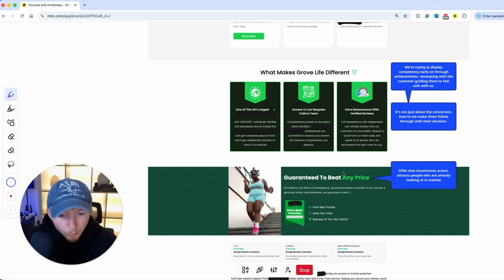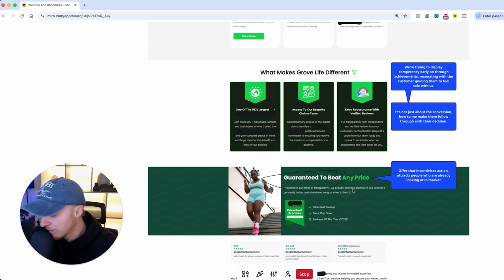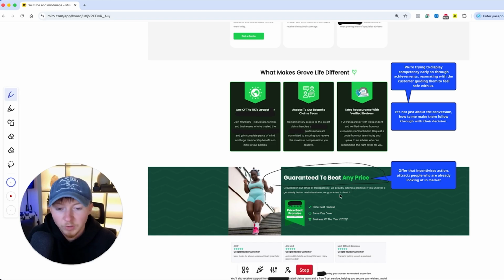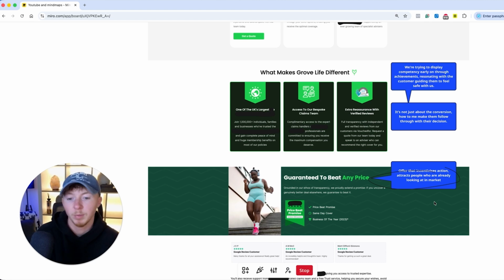Okay. One thing that we would do with some clients, and particularly whoever would like to implement this, is to guarantee to beat any price. Now, there are stipulations on that, and there are terms and conditions which, if framed correctly, is absolutely compliant. Effectively, the goal here is that we are attracting people who are already looking in the market, because we guarantee to beat any price.